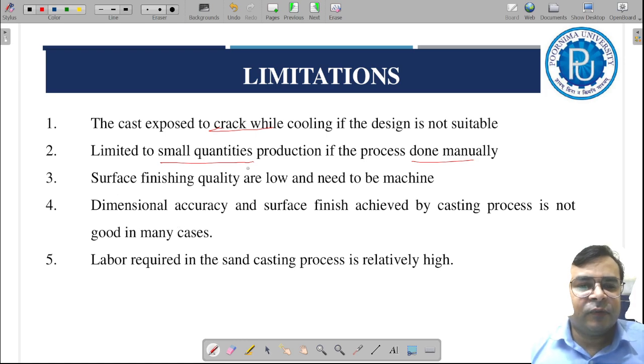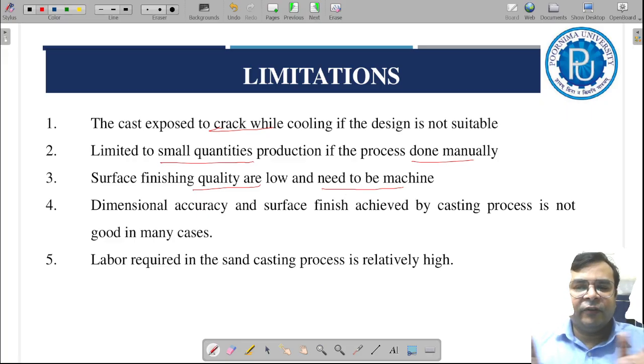Okay, the surface finish of the product is also low quality, and obviously machining is required after that. Why? Because we have a sand mold cavity, and the surface we obtain depends on the sand size. So obviously the surface finish of a casting produced by sand casting is not as good as required for any particular application. Therefore, a further machining process is involved.